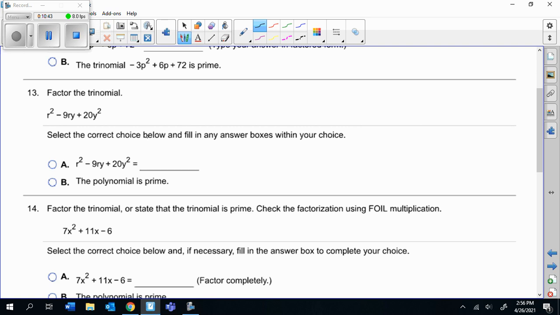All right, this really throws some students when you see two different variables. I would highly suggest just ignoring the second one temporarily and factor this, r squared minus 9r plus 20. The extra variable makes it look kind of confusing, or if you're thinking that way, you're right on. This is a unique situation because it needs to multiply to a positive, but yet add to a negative.